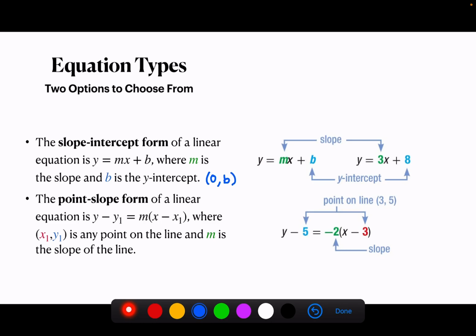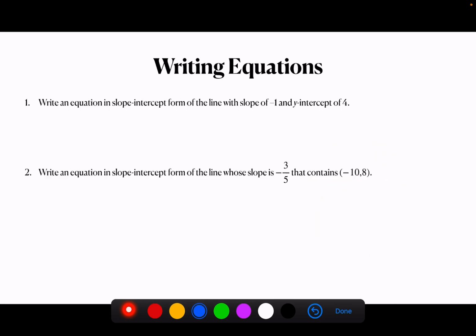So in this case, we have two different types of equations, but essentially they all run the same way. We have a slope and we have a point. One point is more specific than the other. However, both are useful. So let's go over a few of these examples, shall we? Write an equation in slope-intercept form of the line with slope of -1 and y-intercept of 4.